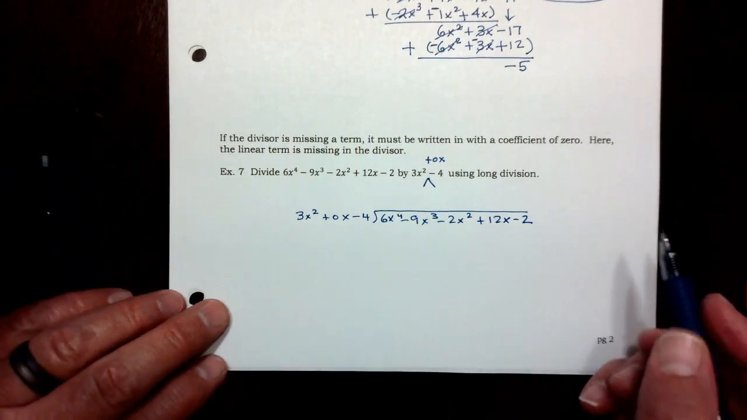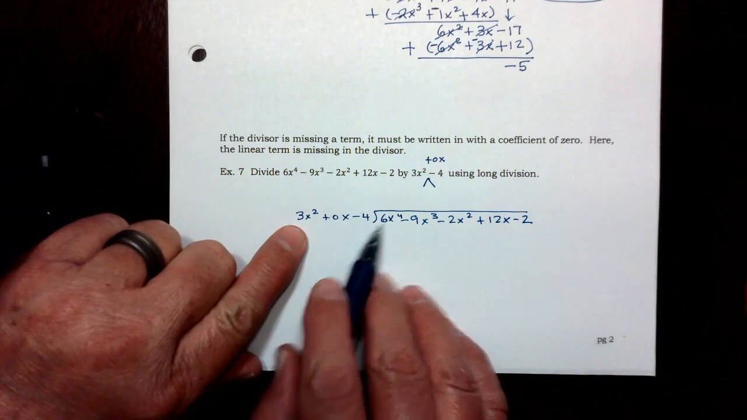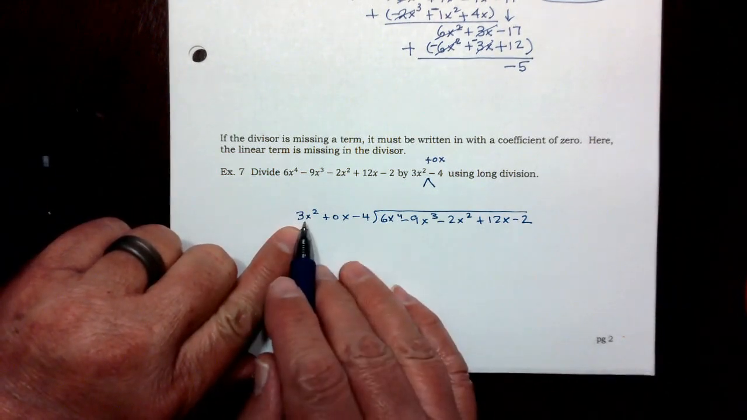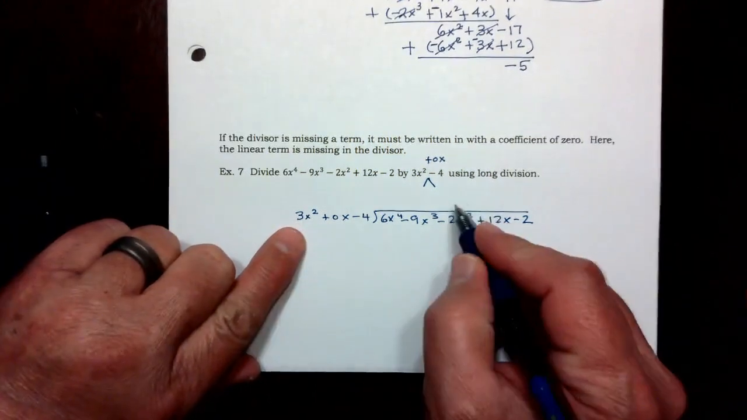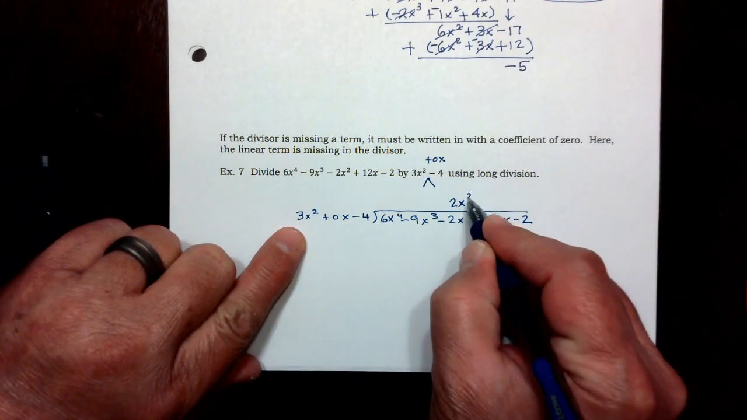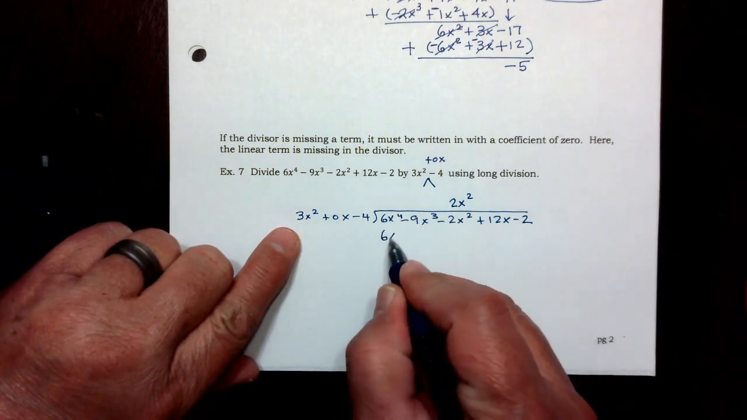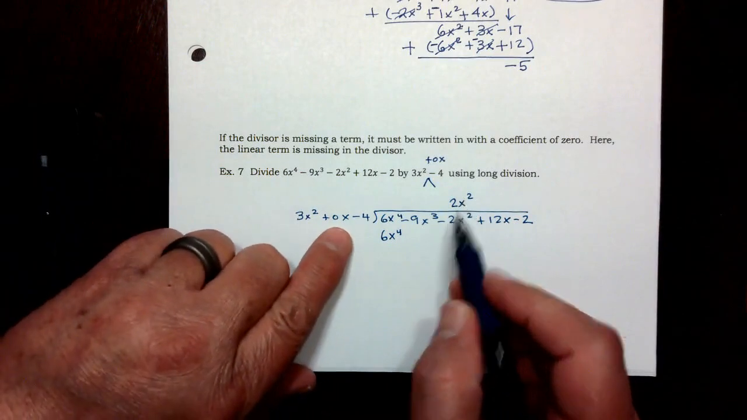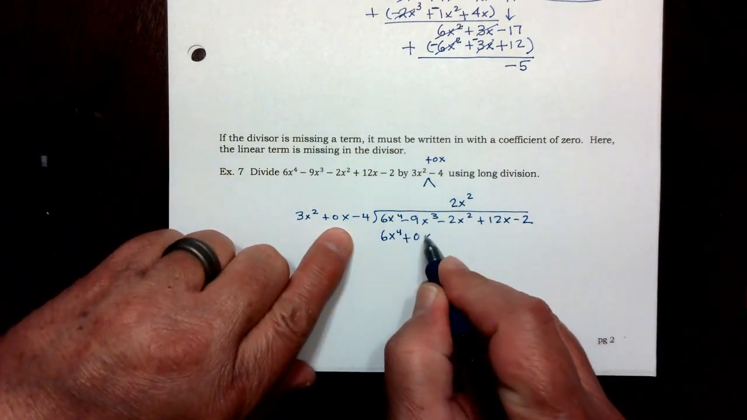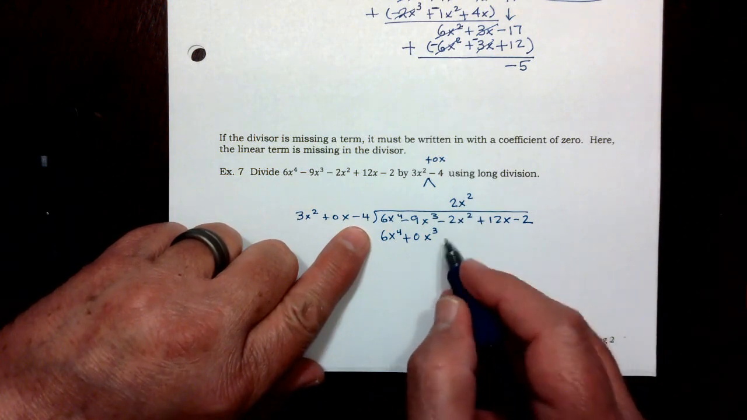All right, we're going to go ahead and start with the first term here. In order to get the leading term to match the other leading term, you have to multiply by 2x squared. You put that in the x squared column. So 2x squared times 3x squared is 6x to the 4th. This one times the middle term is plus 0x cubed. This one times this one is minus 8x squared.